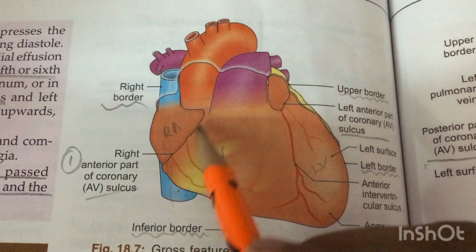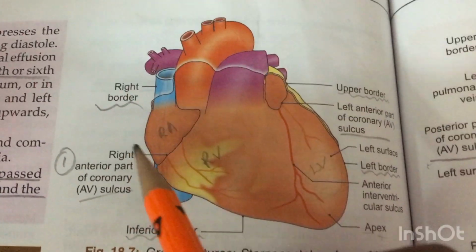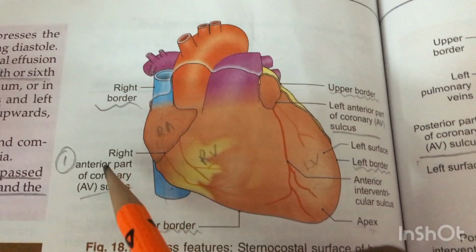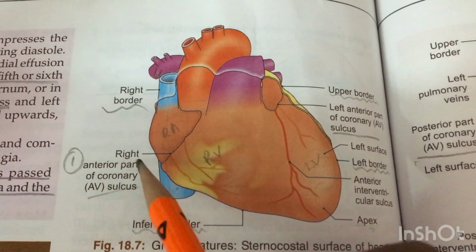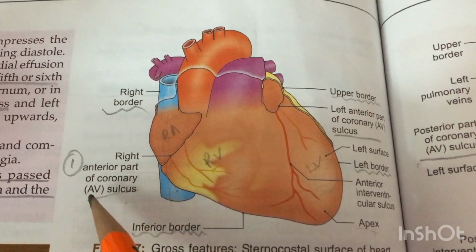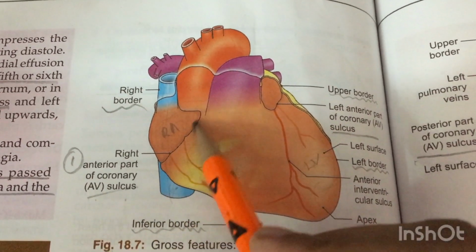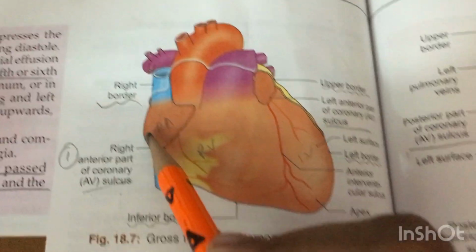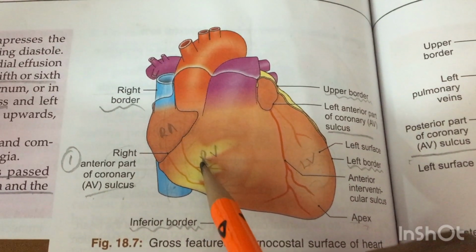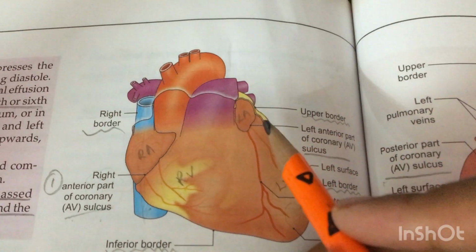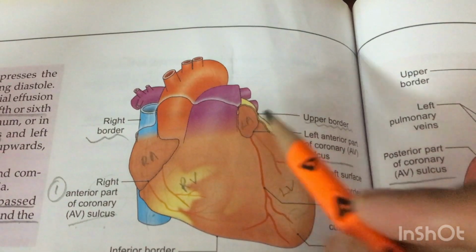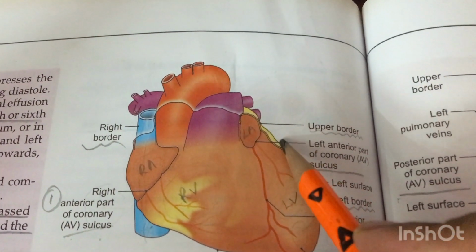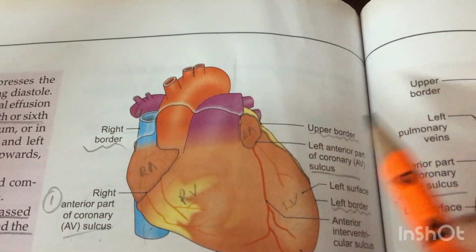This is the anterior view of the heart. In this you can see, between the right atrium and right ventricle, the right anterior part of the coronary sulcus or atrioventricular groove. The right atrioventricular groove is situated between the right atrium and the right ventricle. On the left side, between the left atrium and left ventricle, lies the left coronary sulcus or atrioventricular groove.